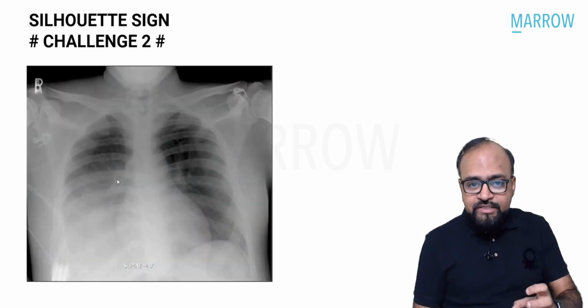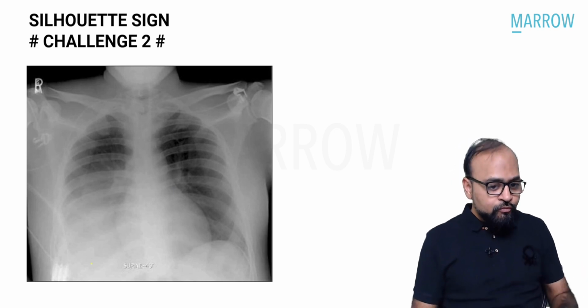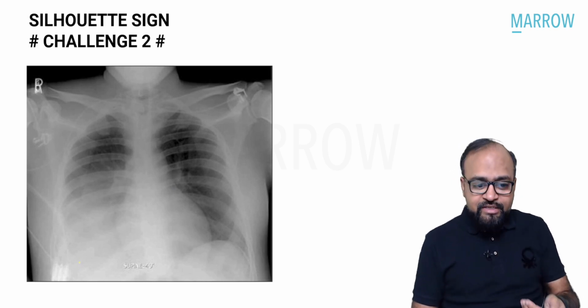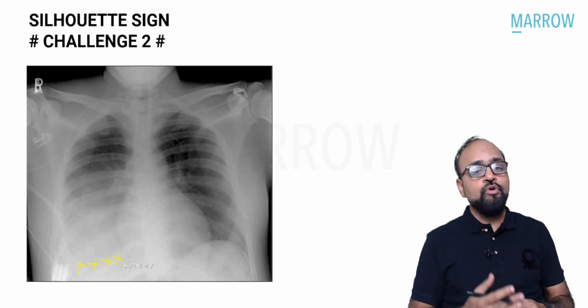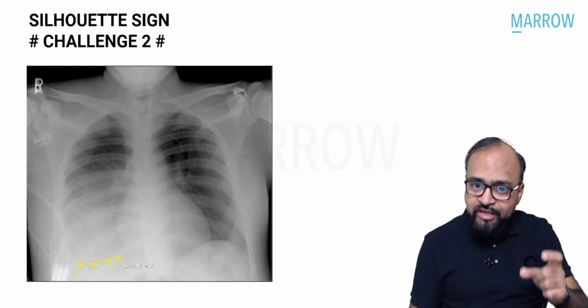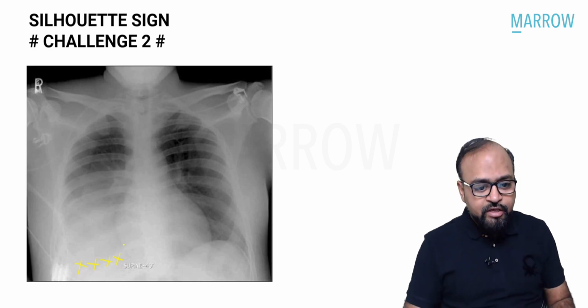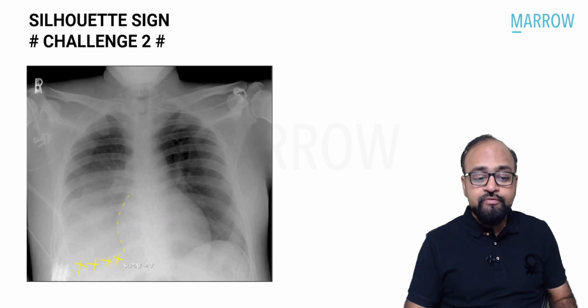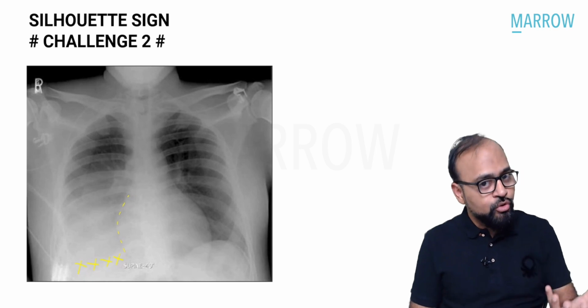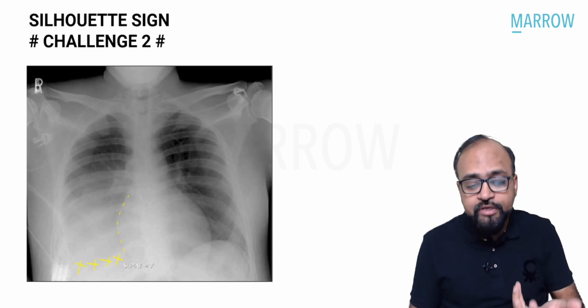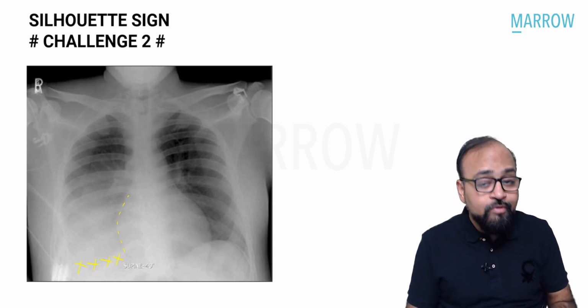You can see an opacity in the right mid to lower zone. If you watch very carefully where the opacity is, you are not able to see the right dome of diaphragm. But if you watch very carefully through this opacity, you can very nicely see a right heart border. If the right heart border is seen very well, it means that the right paracardiac area is normal. That is, right middle lobe here is normal, but the right dome of diaphragm is obscured.